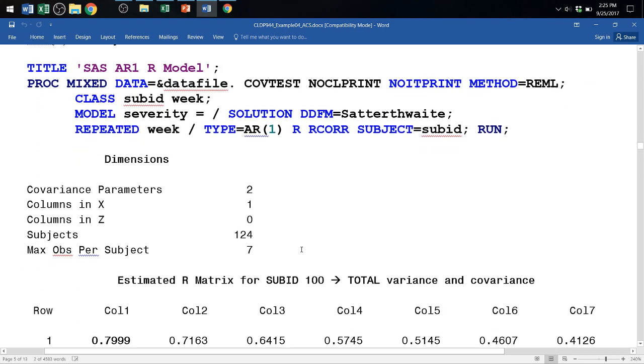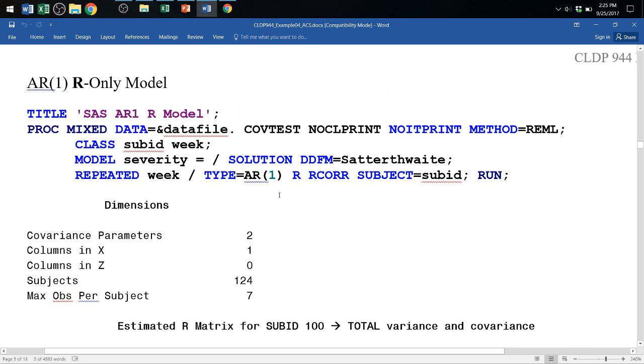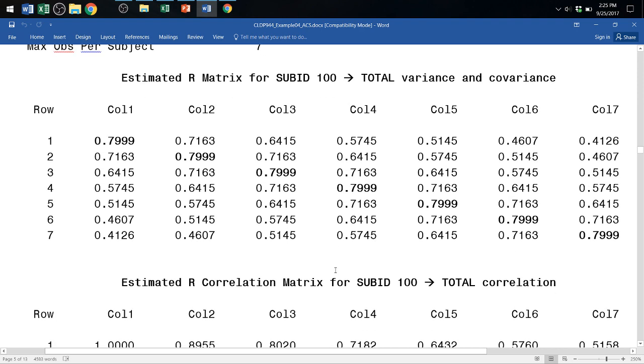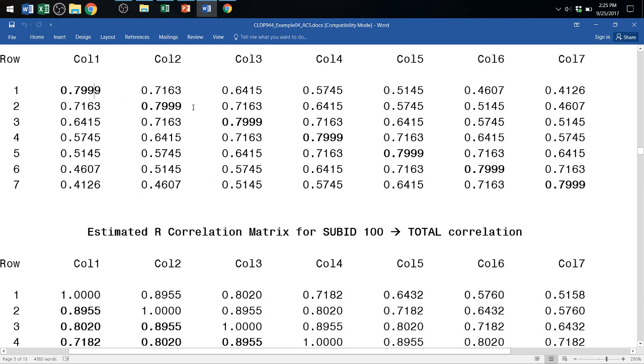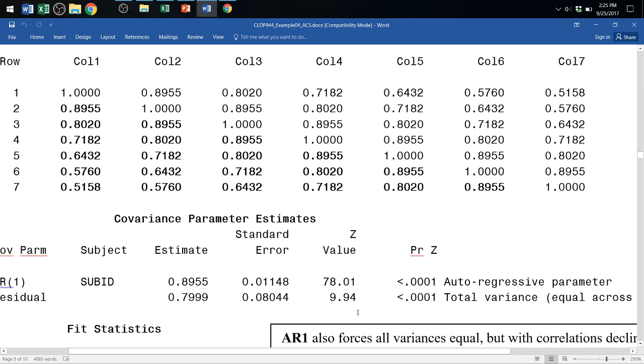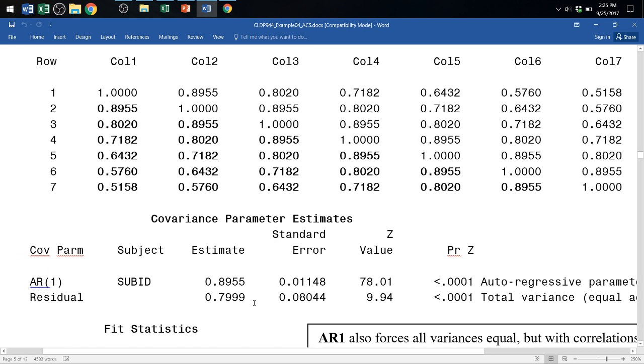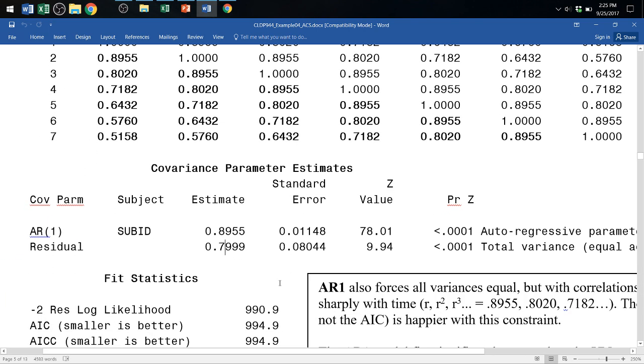So here's my AR1 model. You type equals AR1 with the 1 in parentheses. So let's look at the pattern that it predicts. This is the homogeneous variance version, so it's constraining the variance to be the same across time. So it's saying the variance at each occasion is 0.7999.